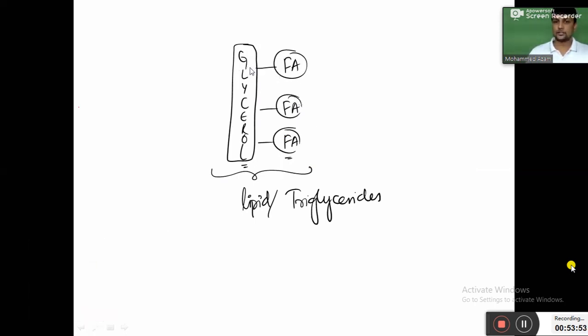There is one molecule of glycerol, and on this one molecule of glycerol, remember there are totally three molecules of fatty acids attached. On one molecule of glycerol, there will be three molecules of fatty acids attached. So first learn the name, guys: the lipids or triglycerides or fats.